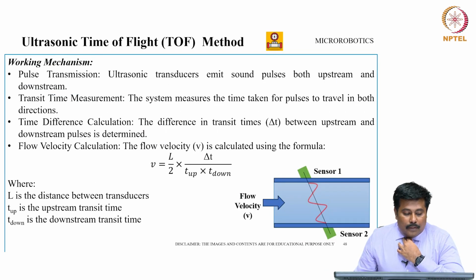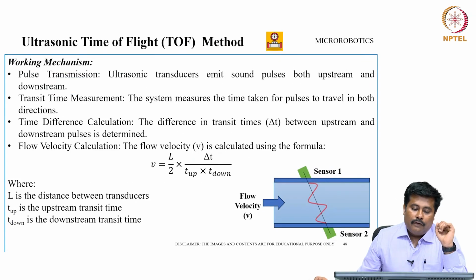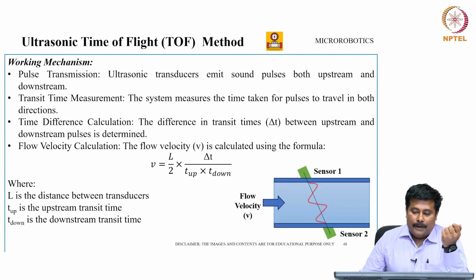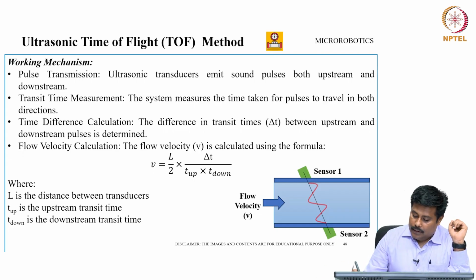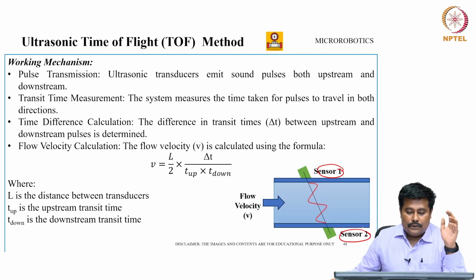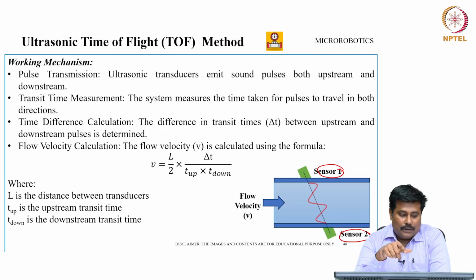Now, the next configuration is called the ultrasonic time of flight method. In the case of the ultrasonic time of flight method, we need to discuss the working mechanism. There is sensor 1 at one particular position, and the signal from the sensor is collected by sensor 2. This ultrasonic transducer emits sound pulses both upstream and downstream.